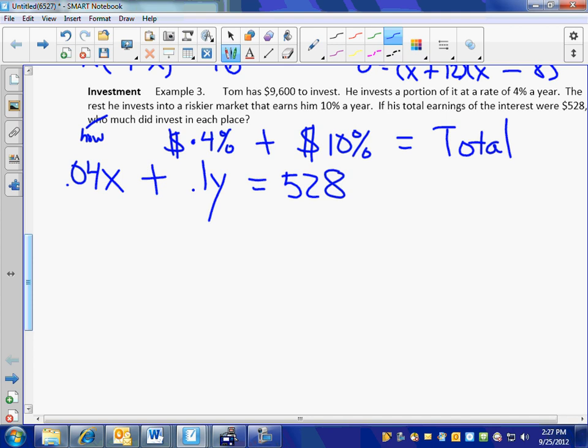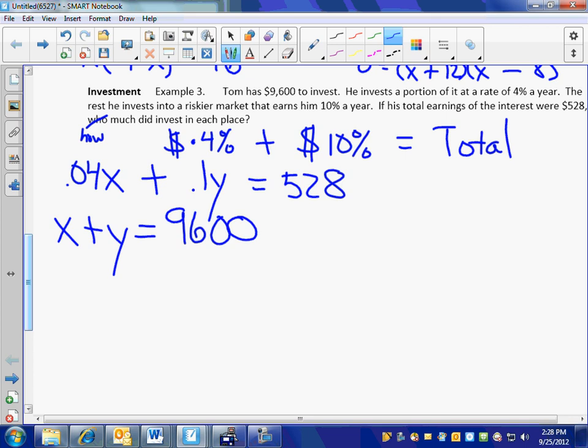I can't have 2 variables. So I need to come up with another expression and solve. X is the amount he has in one spot. Y is the amount he has in another spot. What do those have to add up to? $9,600. Nice job, Casey. $9,600 is what, if we were to put those together, it has to add up to.